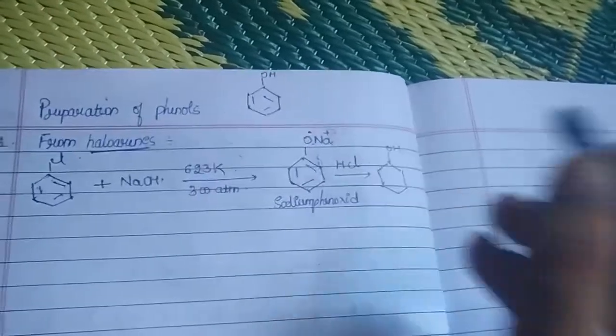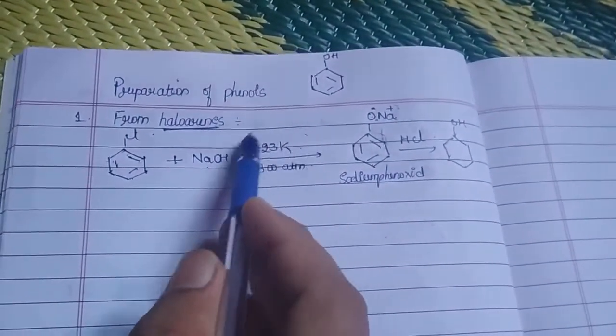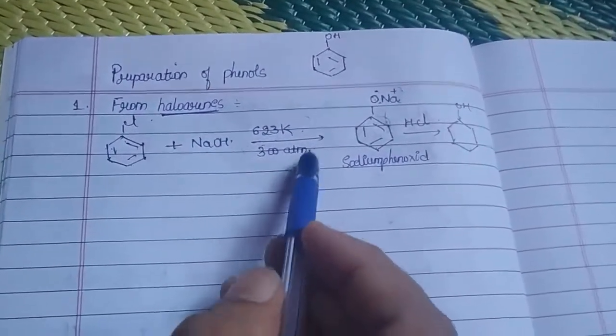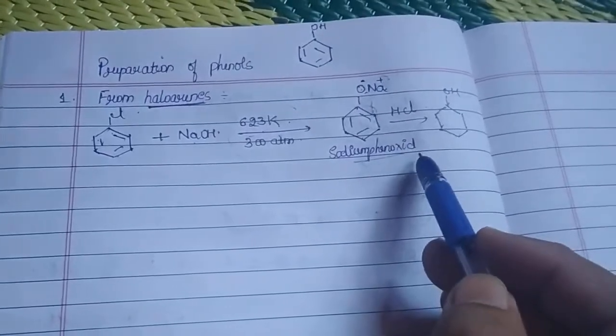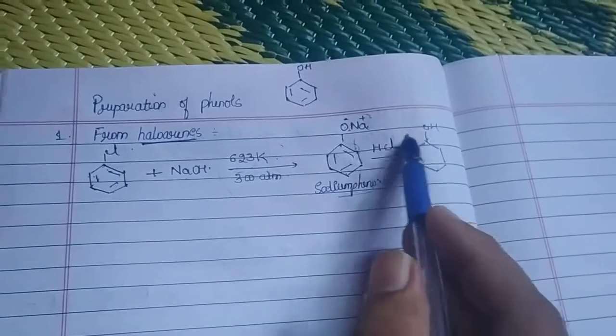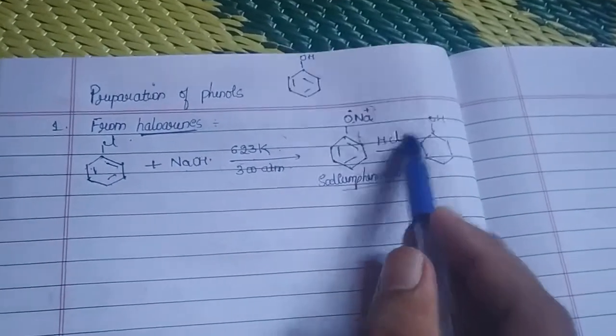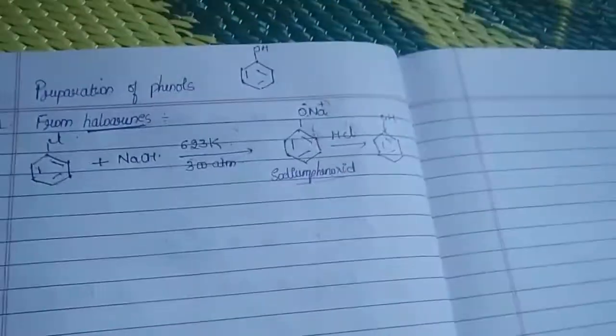Do remember, you have to write it in the same way. When chlorobenzene is reacted with NaOH at nearly 623 Kelvin temperature and 300 atmospheric pressure, first we get sodium phenoxide. Once this sodium phenoxide is obtained, on acidifying it we will get phenol. Please do write the pi electrons.